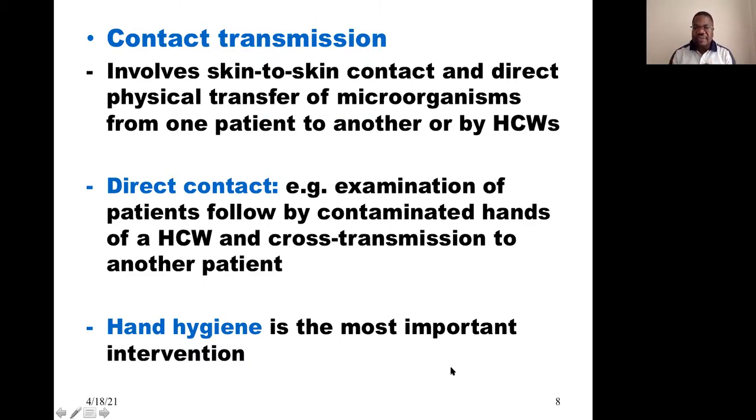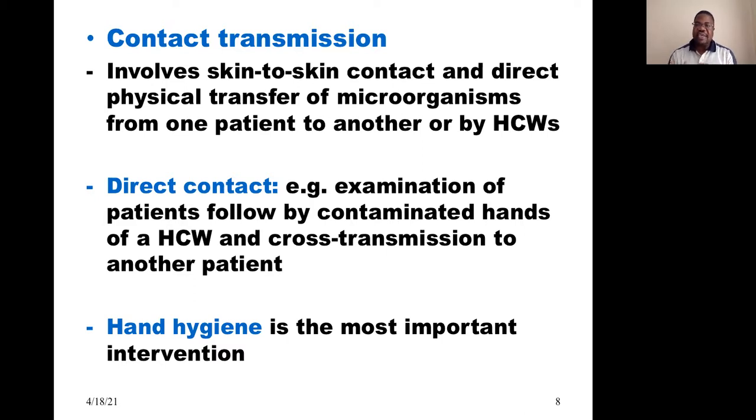So contact, we say, involves skin to skin contact or direct physical transfer of microorganisms from one patient to another or by healthcare workers. So when there is a direct transfer of microorganisms from one person to another, that's contact. Direct contact is like examination of a patient followed by contaminated hands of healthcare workers and cross transmission to another patient. So you were dealing with one patient, you have soiled hands, you move there without washing your hands or using hand sanitizers, and you go and start assessing another patient. That is direct transmission of microorganisms.